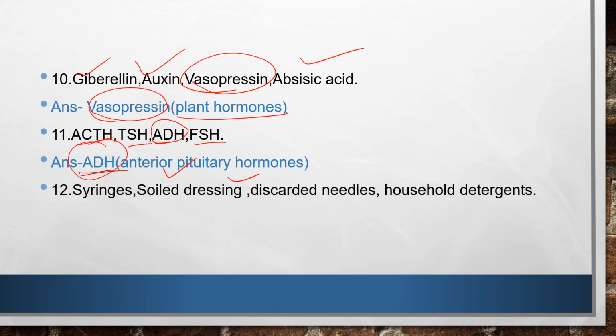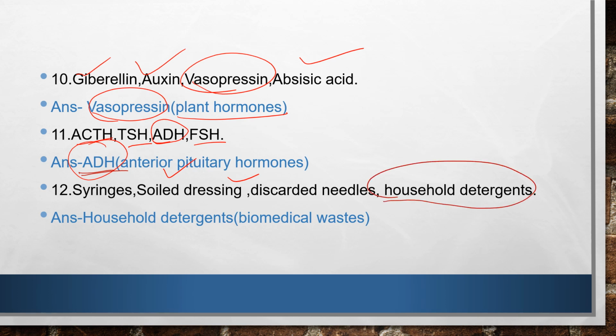Now next comes syringes, soil dressing, discarded needles and household detergents. These are very easy things. The household detergent is the odd one out because the others are all biomedical wastes. In hospitals you will be getting these wastes: syringes, soil dressing, discarded needles, whereas the household detergent is the odd one out.